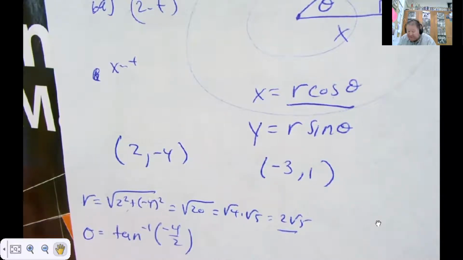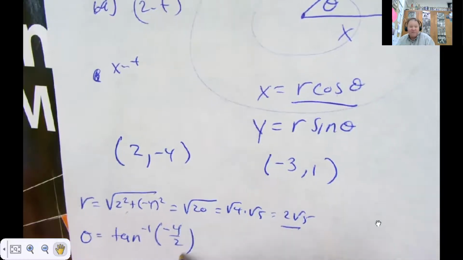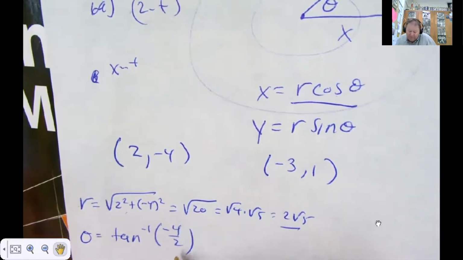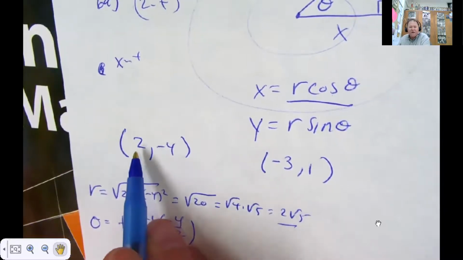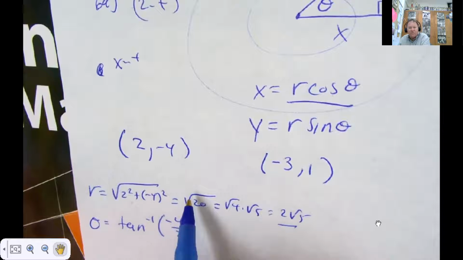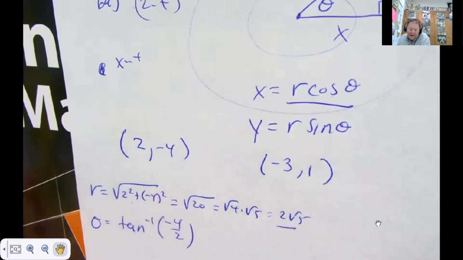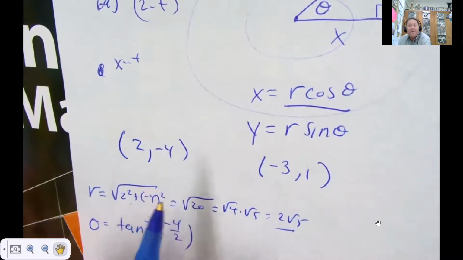Arctangent of -4 over 2 is -2. You could put -4 divided by 2, of course, but I'm just going to put -2. And I'm getting negative 63.43. And let's think about it. If I go in the positive x, negative y, I'm in the fourth quadrant, and negative 63.43 is.